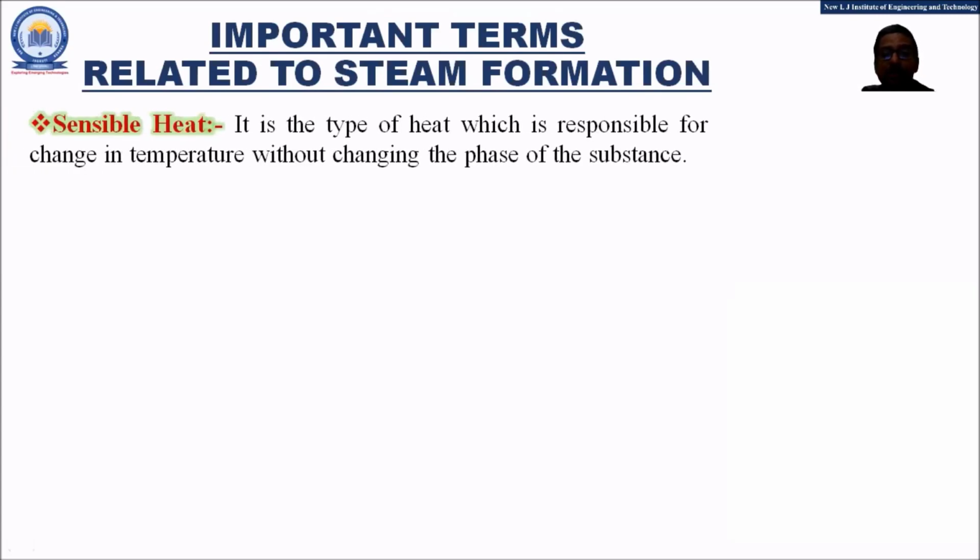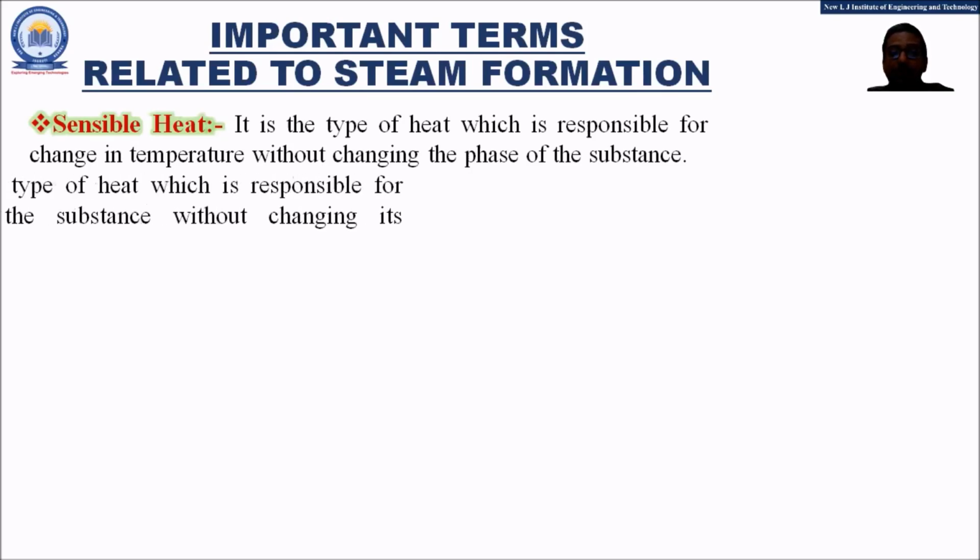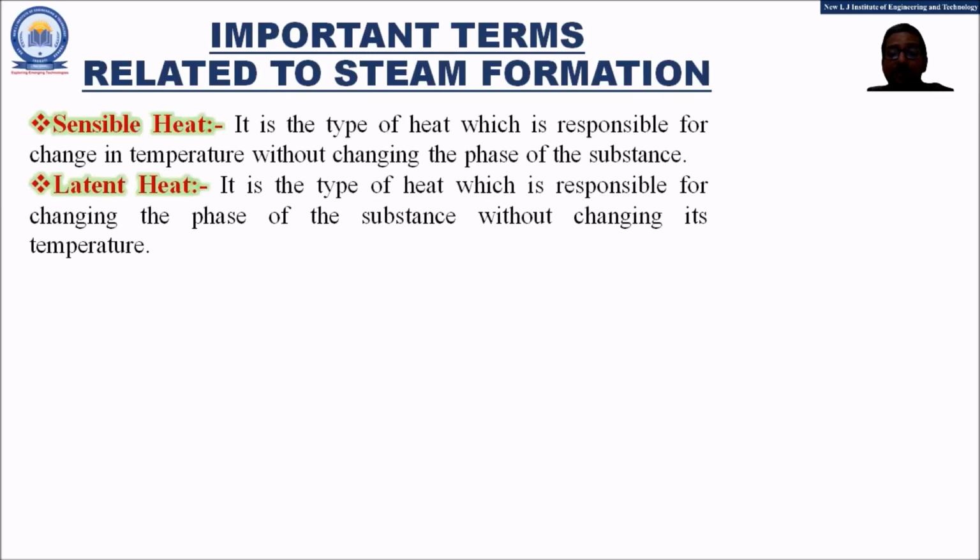First term, that is the sensible heat. It is the type of heat which is responsible for the change in temperature without changing the phase of the substance. So in the sensible heat, there is only the change in the temperature, increase or decrease of the temperature, but the phase of the substance remains the same. The opposite of sensible heat, that is the latent heat. So latent heat is the type of heat which is responsible for changing the phase of the substance without changing its temperature.